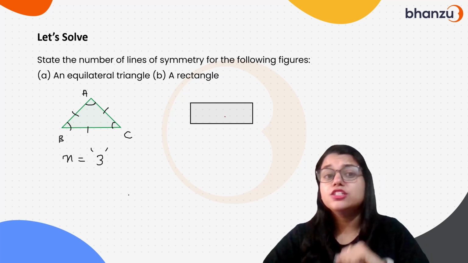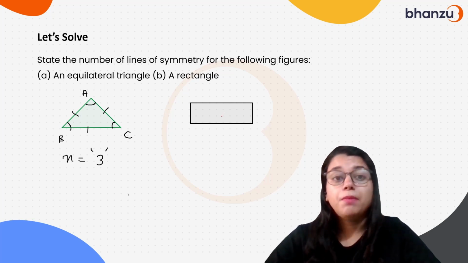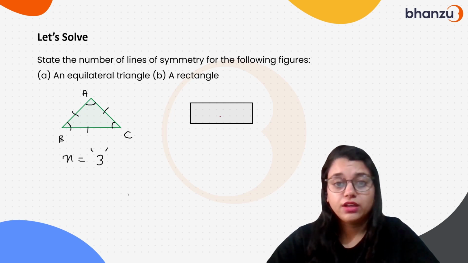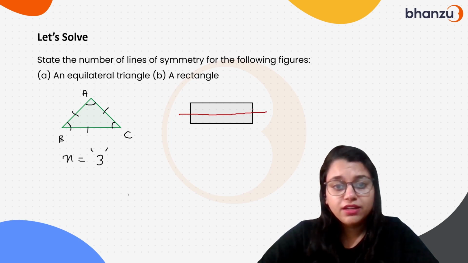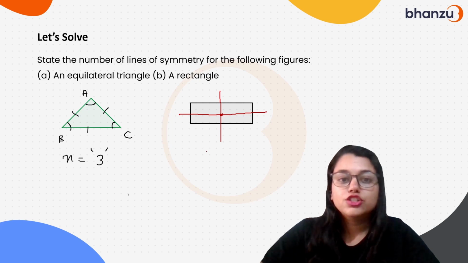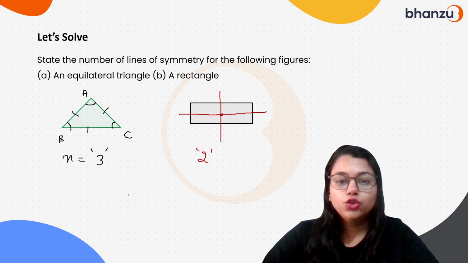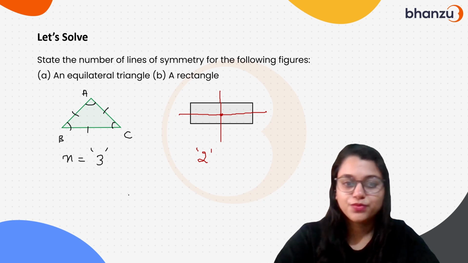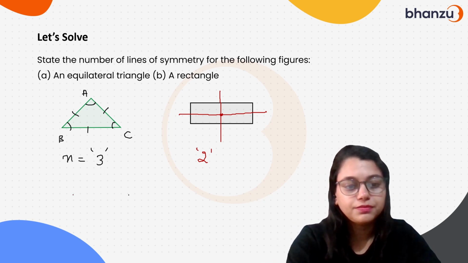Now students, if you look at the second figure, which is a rectangle. A rectangle is not a regular polygon, but it possesses lines of symmetry. And what are these lines of symmetry here? One is this horizontal line which passes through its center, and second is this vertical line which passes through this center. So this rectangle has 2 lines of symmetry here. Okay, so this is our answer.